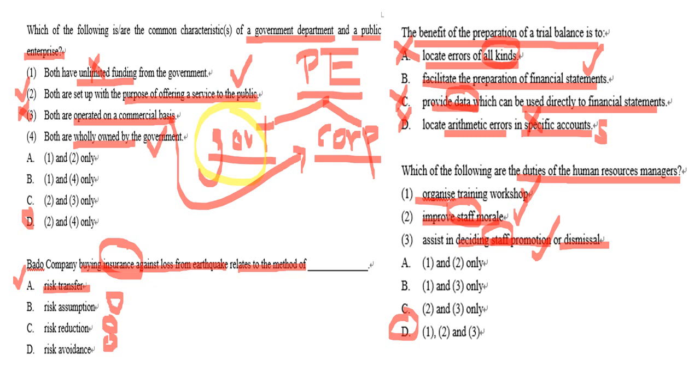Next one, the duties of the human resources department. Number one, organize training workshops. This is correct because the human resources manager tries to train up the skills of employees. Number two, improve staff morale. The keyword is staff here. Morale is so important to a company, so HR managers need to improve it. Number three, assist in deciding staff promotion and dismissal. Again, staff promotion is correct. So the answer is D.